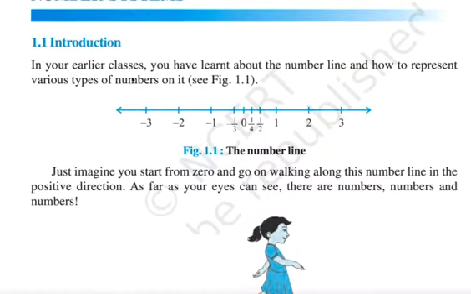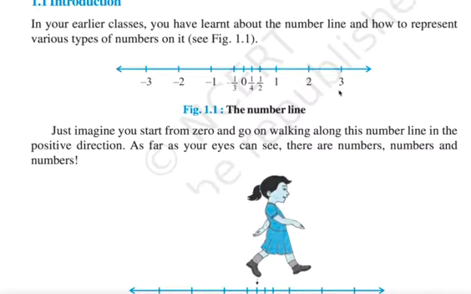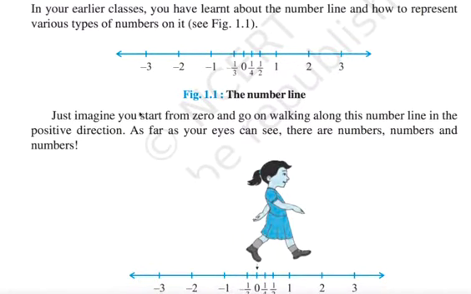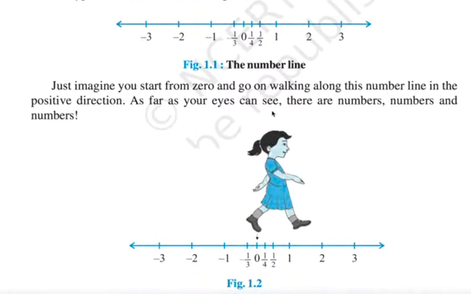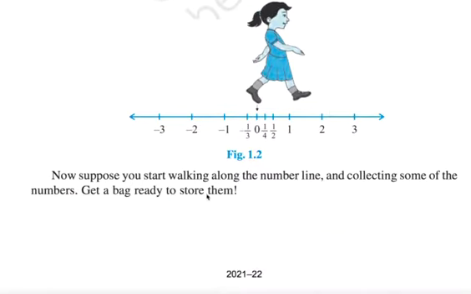In your earlier classes, you have learnt about the number line and how to represent various types of numbers on it. Just imagine you start from zero and go on walking along this number line in the positive direction this way. Towards your right is positive from 0, towards your left is negative. As far as your eyes can see, there are numbers, numbers and numbers. Now suppose you start walking along the number line and collecting some of the numbers, get a bag ready to store them.